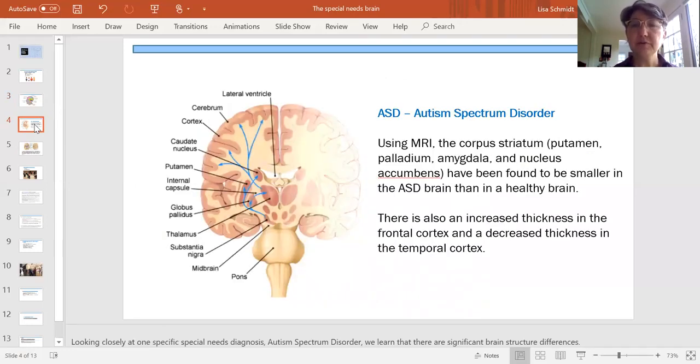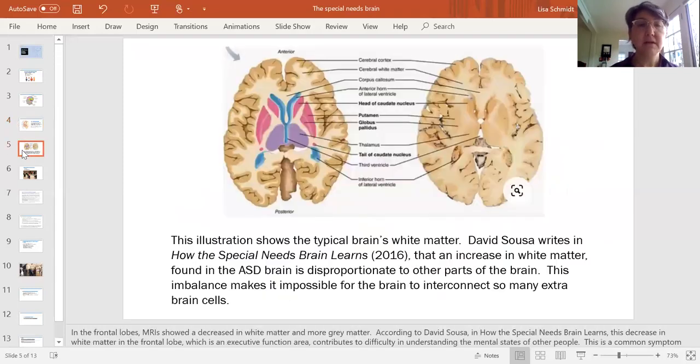So with autism spectrum disorder, they've taken some MRIs of the ASD brain, and they've discovered that the corpus striatum, in particular, the putamen, the pallidum, the amygdala, and the nucleus accumbens have been found to actually be smaller in the ASD brain than in a healthy brain. There's also an increased thickness in the prefrontal cortex and a decreased thickness in the temporal cortex. So what does that mean? How does that look? Well, let's take a look a little bit closer here.